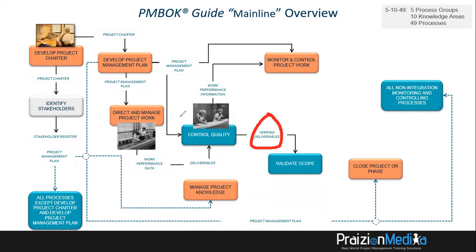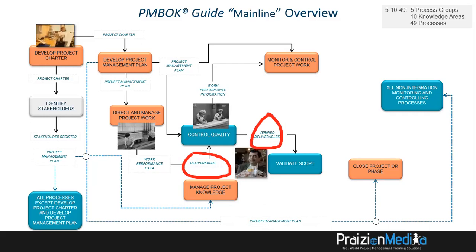You see verified deliverables coming out of control quality. You see deliverables going into control quality. Verified deliverables going into validate scope. That is a very important interaction. That's where the customer inspects the verified deliverable for themselves. And if they accept the deliverable, then you get an accepted deliverable.